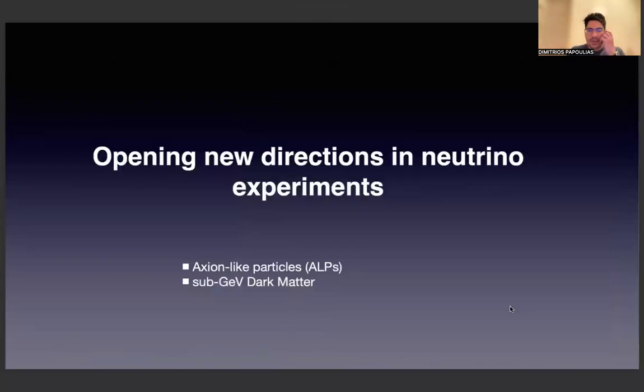So now, in the final part of my talk, I would like to focus on our recent work in which we are interested to open new directions in neutrino experiments. So our aim is to utilize current facilities, mainly looking for neutrino interactions, to probe different particles. For example, like I will discuss in a moment, axion-like particles can be probed in a reactor neutrino facility, and sub-GeV dark matter can be produced in a stopped-pion facility. Let me start with the former.